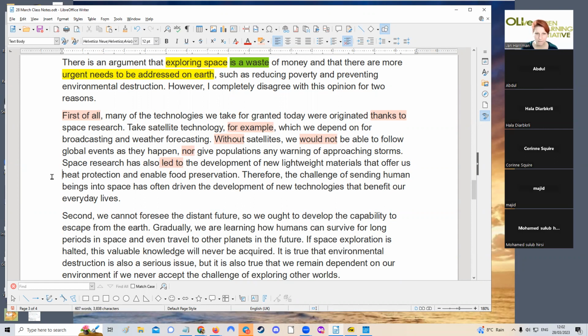And here we go. Another one of those wonderful signposting words. Therefore, the challenge of sending human beings into space has often driven the development of new technologies that benefit our everyday lives. So that is a lovely summation there.